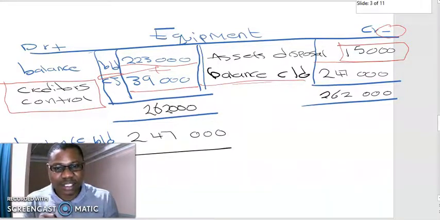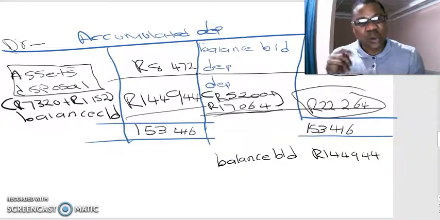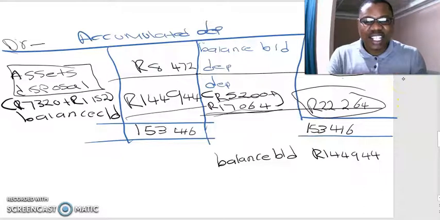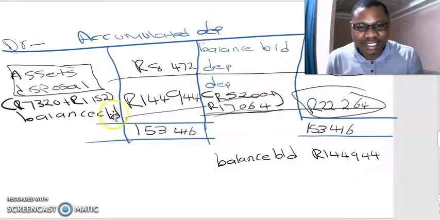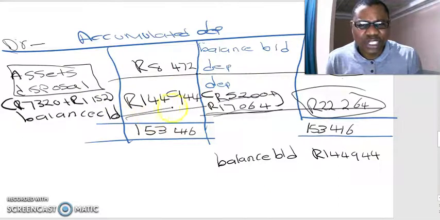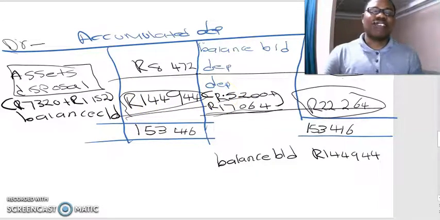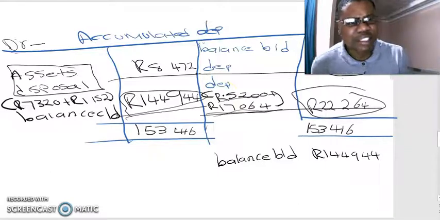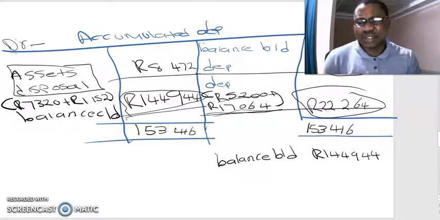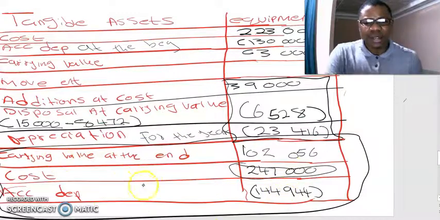Therefore, now let me move it back and then check the accumulated depreciation. Now we need the closing balance of the accumulated depreciation. Go to accumulated depreciation again, look at the closing balance. It tells us that our total accumulated depreciation for this year for the equipment, guys, is 144,944. Simple as that, guys. So that is at the end of the year. That's why you see this amount here, guys. This is at the end.